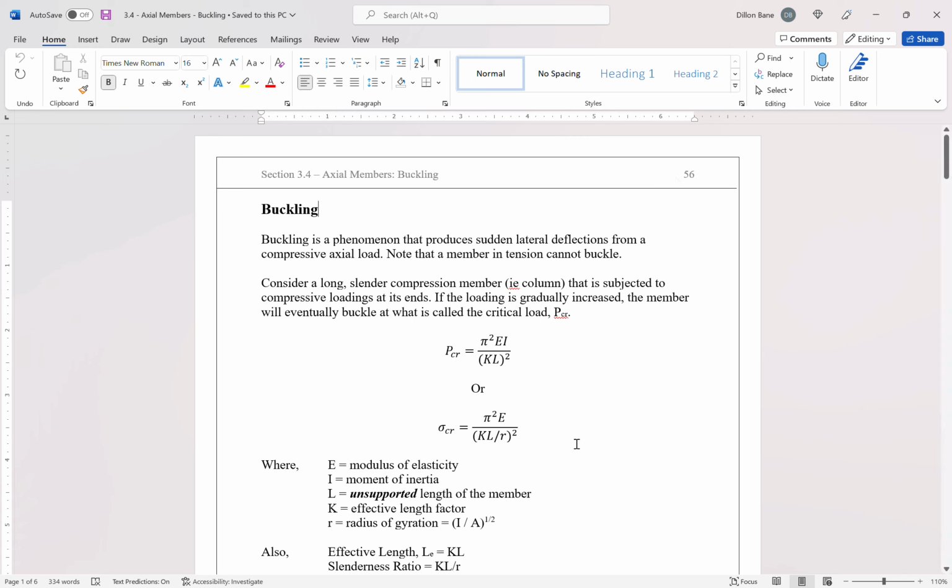Alright guys, so today's video is going to be all about axial member buckling. This will be section 3.4 of the notes. Let's just define buckling first off.